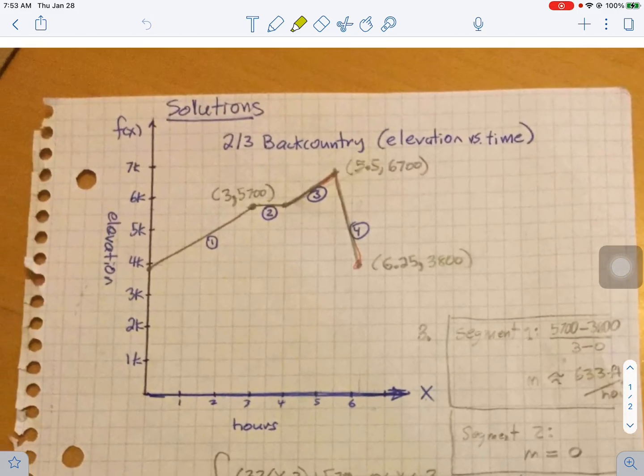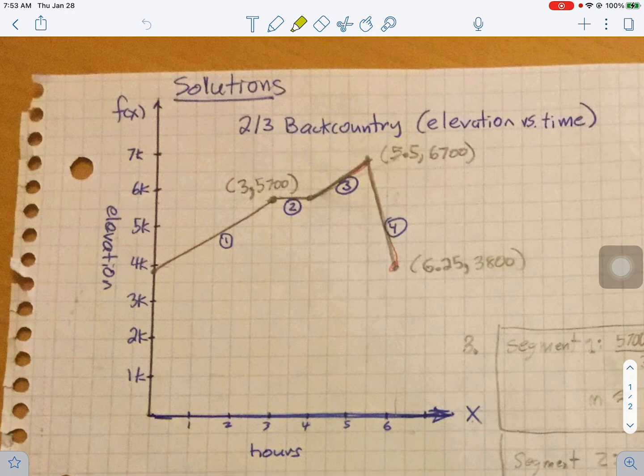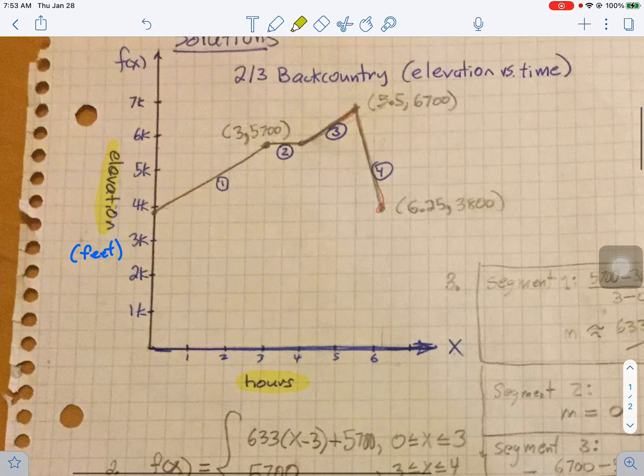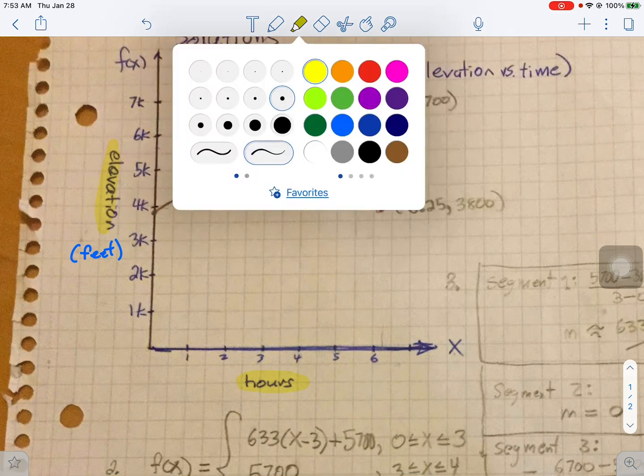And let's see if I can make this a little bit bigger. Your y-axis should be labeled as elevation. That's above sea level. And I don't have it here, but this should be in terms of feet, right? And then your x-axis is in terms of hours, it's time. And using the problem, we can figure out some of these.